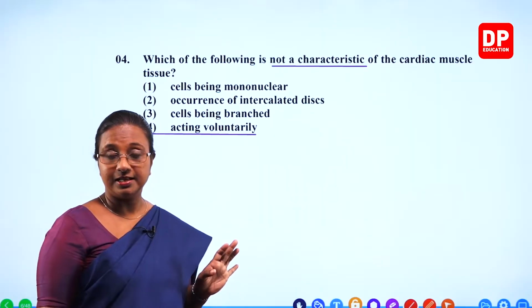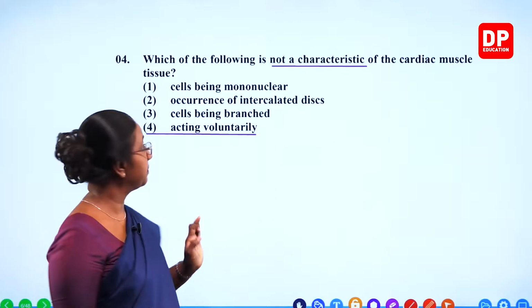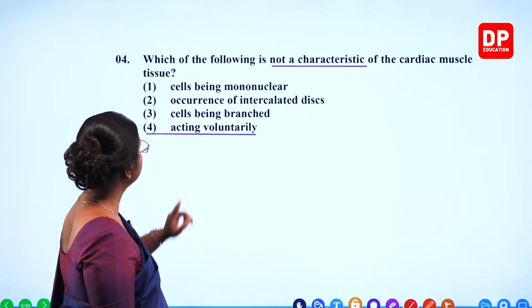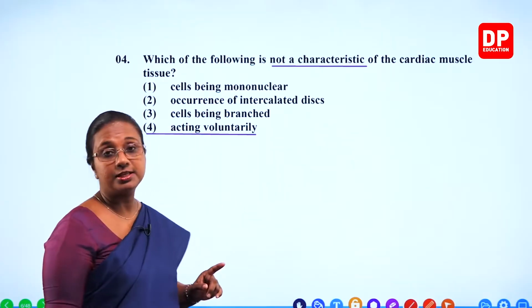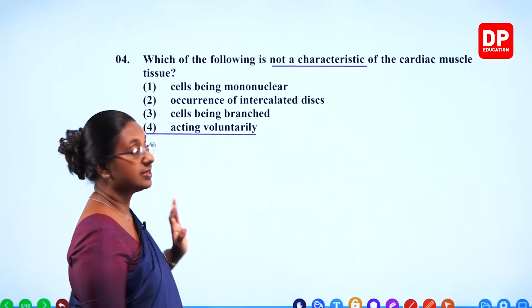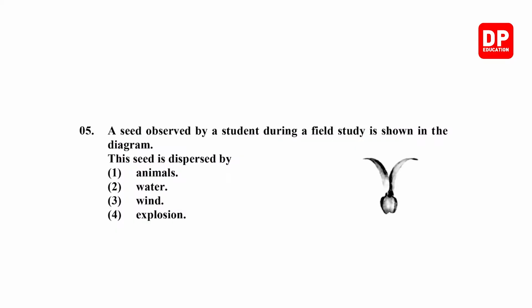Is that correct? Clear, students? So, these are the three characteristics of the cardiac muscle: cells being mononuclear, occurrence of intercalated disc, and cells being branched. But they are not voluntarily controlled. They are involuntarily controlled. So, the answer is the fourth answer. With that, I'll move on to the next one.